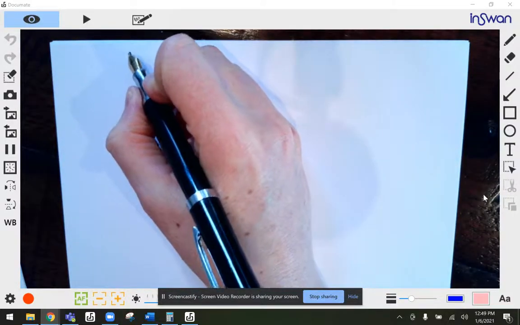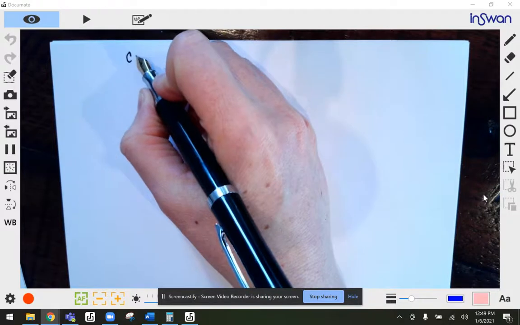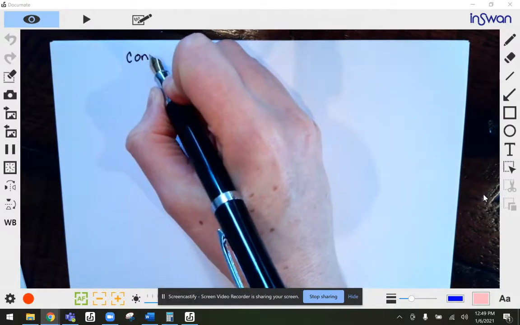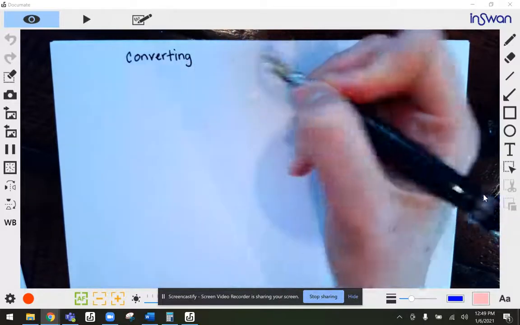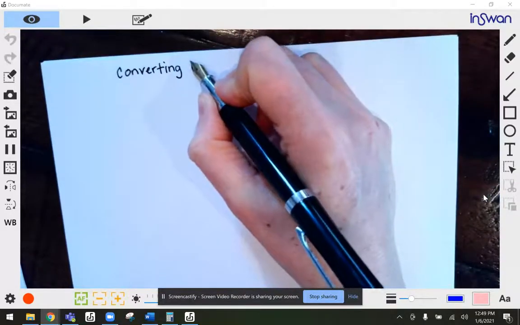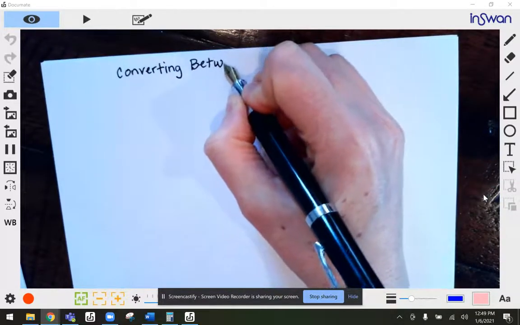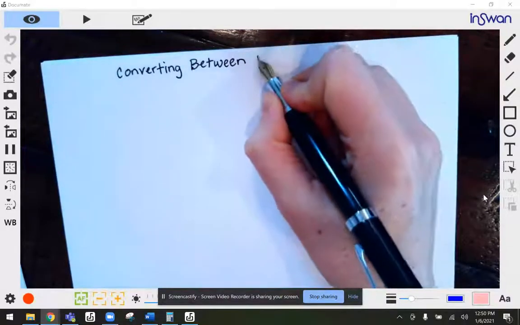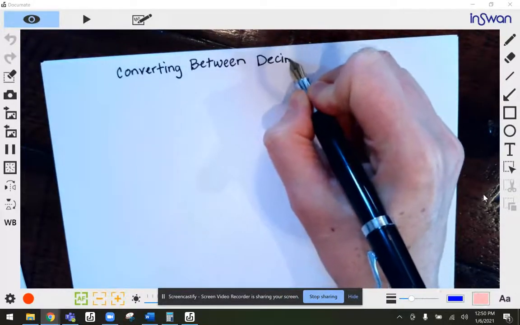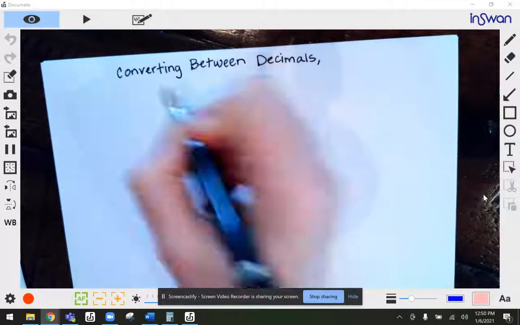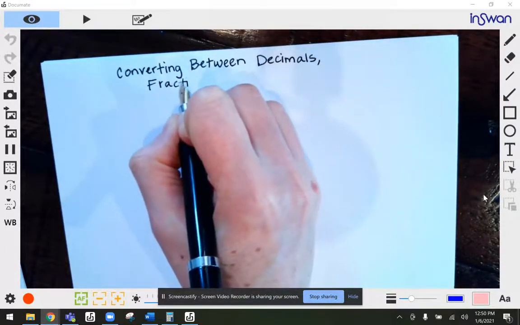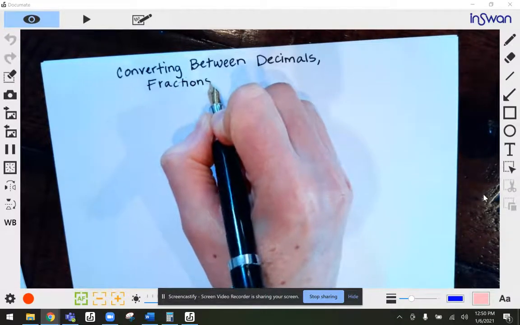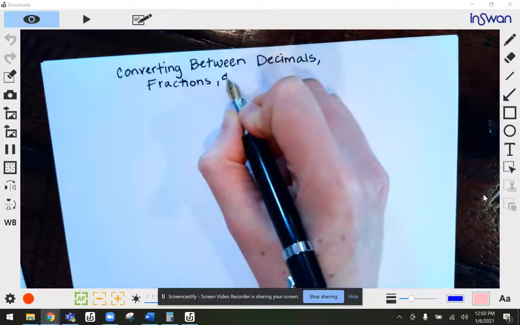Hey guys, today we're going to be reviewing how to convert between decimals, fractions, and percents. You should have learned this last year, but just a quick refresher as we go into our next subjects. So converting between decimals, fractions, and percents.